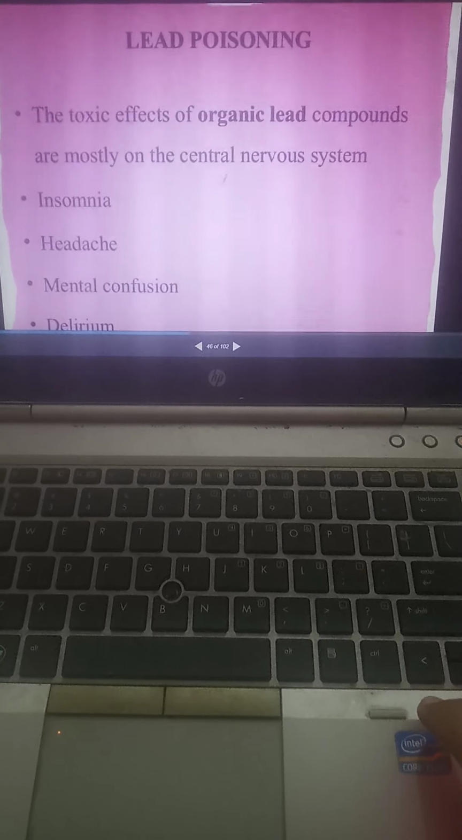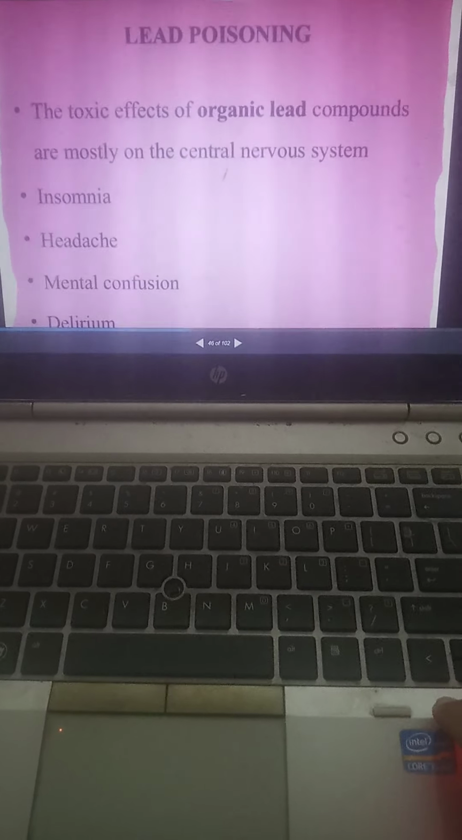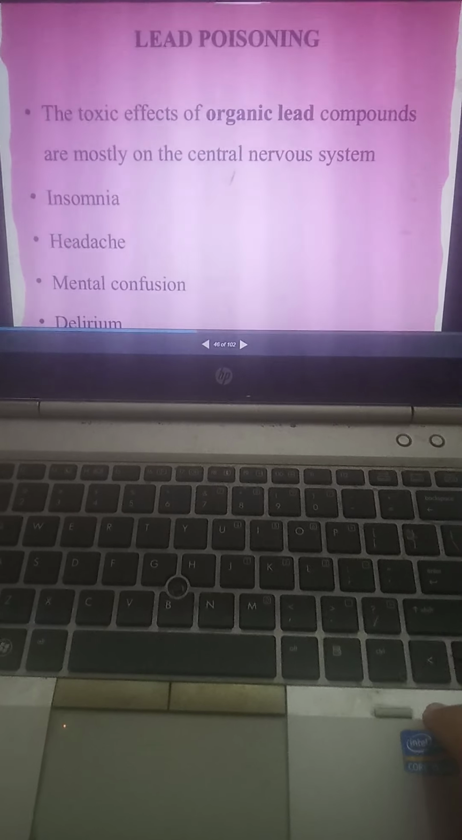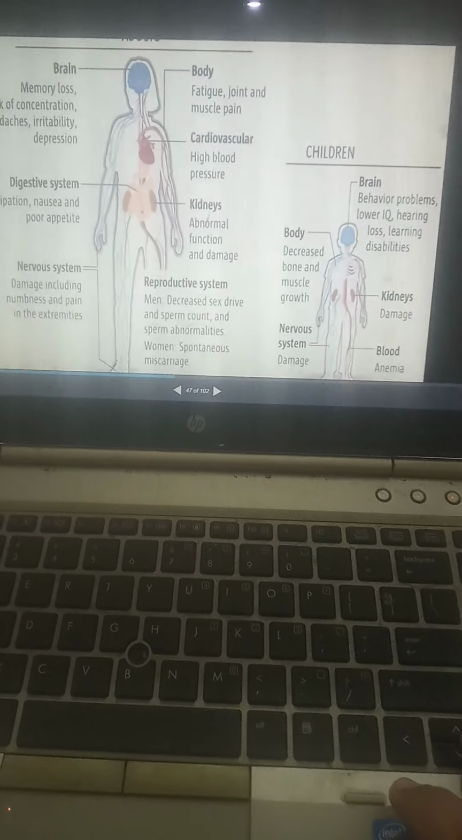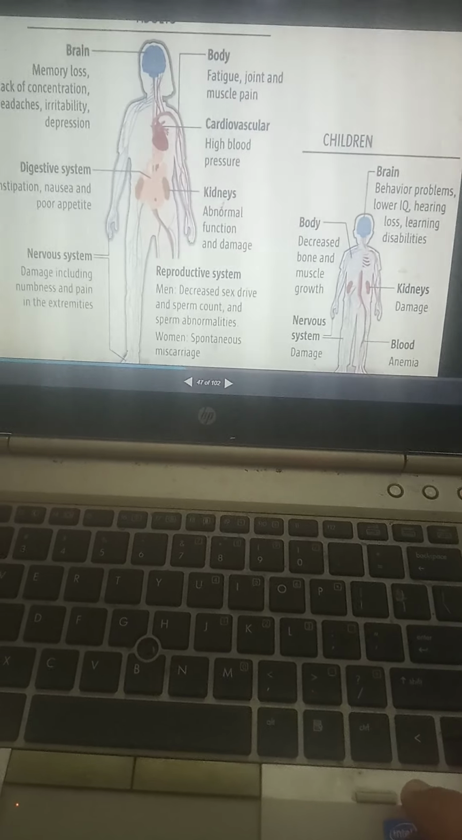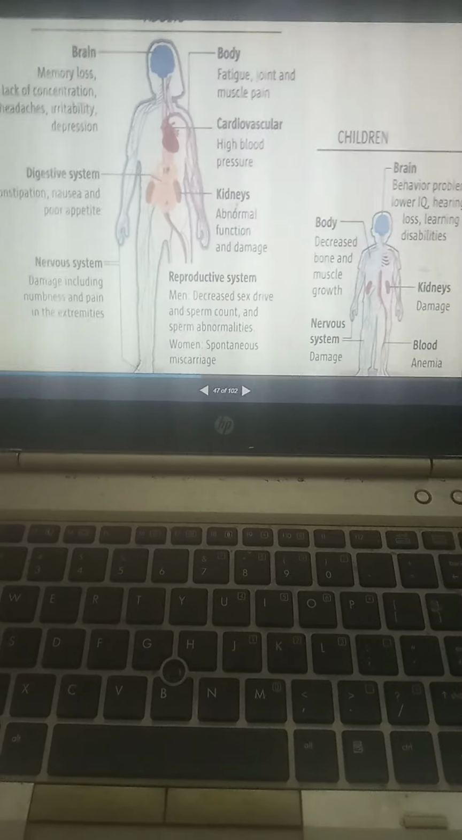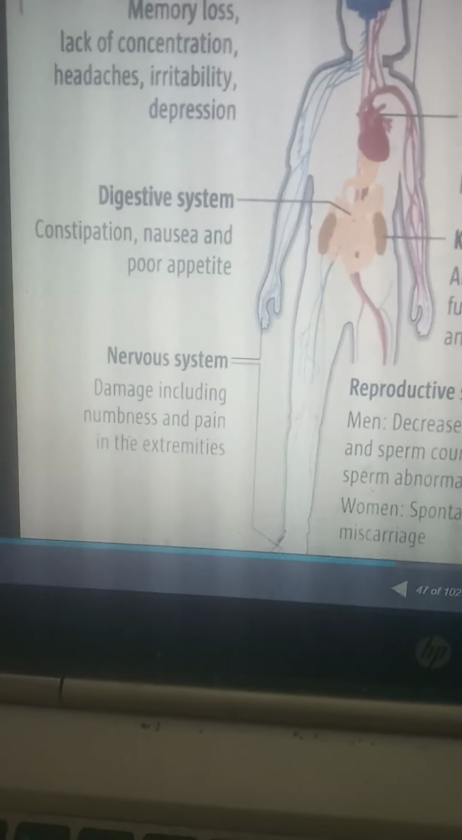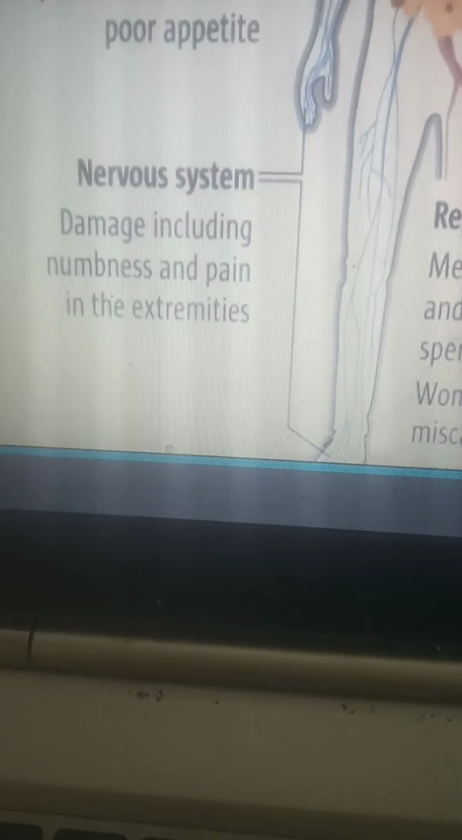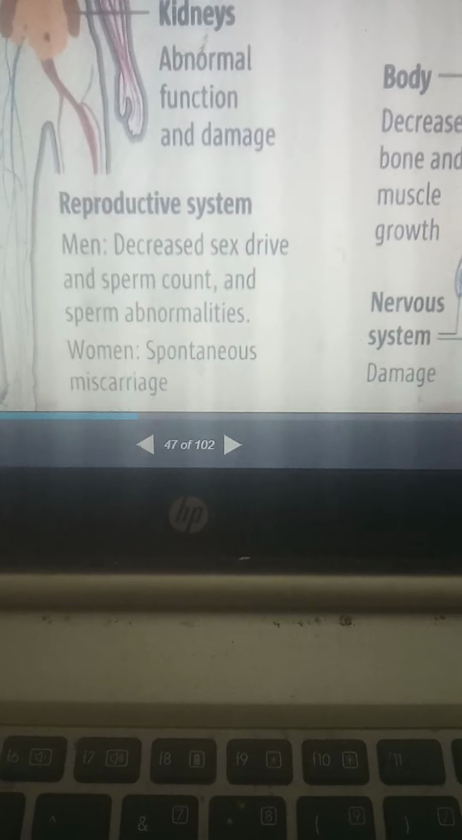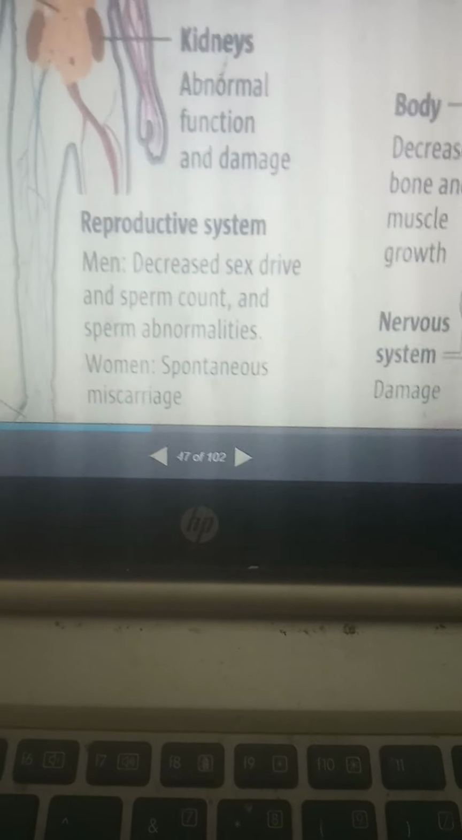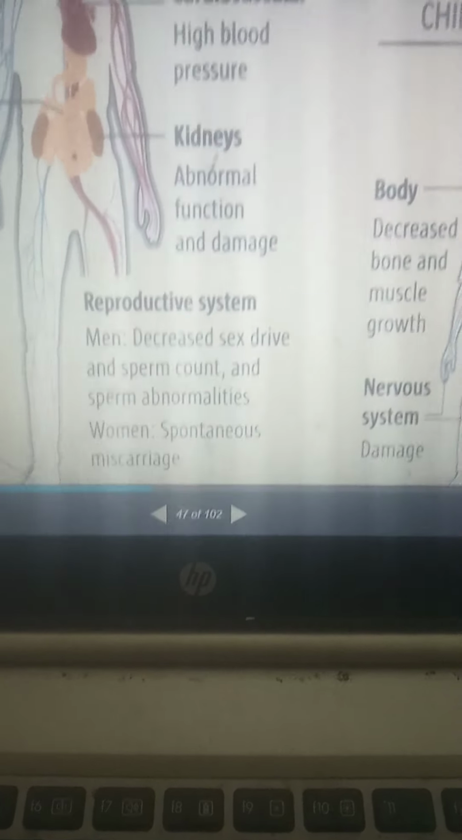Now, the toxic effects of organic lead compounds are mostly on the central nervous system, like insomnia, headache, mental confusion, and delirium. This diagram shows various effects of lead on the body. On the brain, it causes memory loss, lack of concentration, headache, irritability, depression. On the digestive system, it causes constipation, nausea, and poor appetite. On the nervous system, it causes damage including numbness and pain in the extremities. In the reproductive system, it causes decreased sex drive, low sperm count, and sperm abnormalities. In women, it causes spontaneous miscarriage.